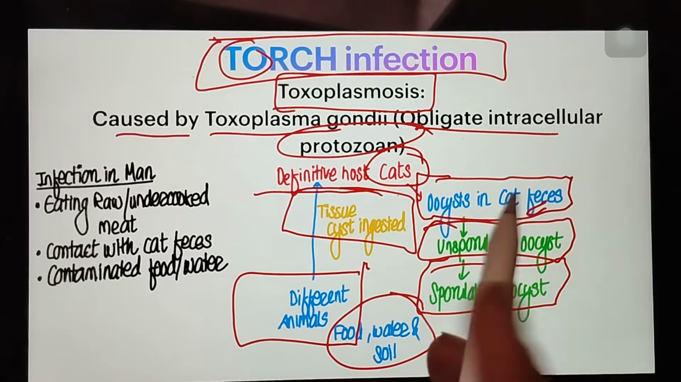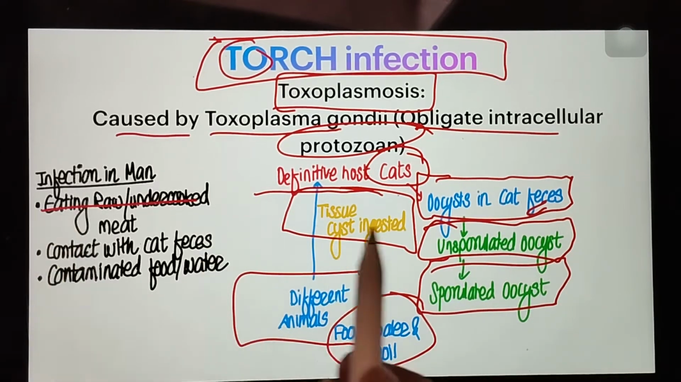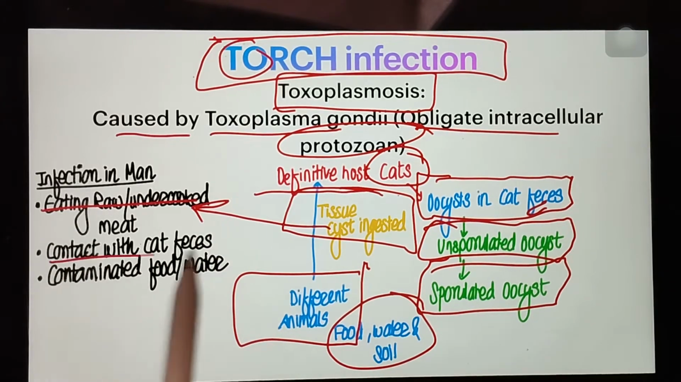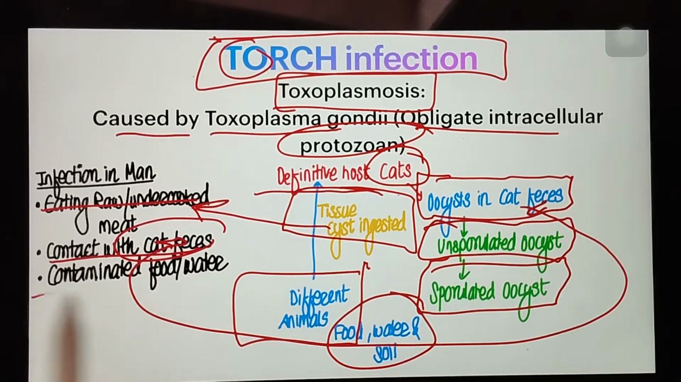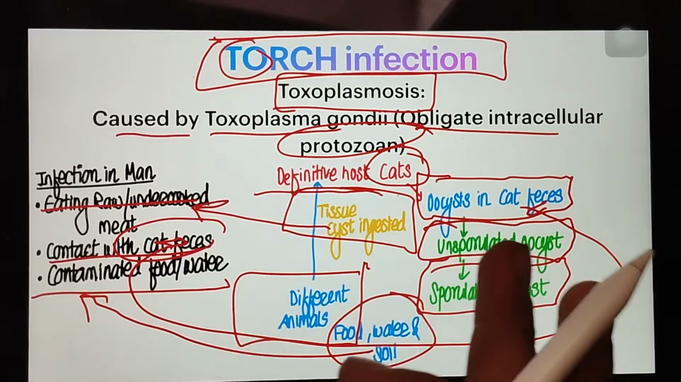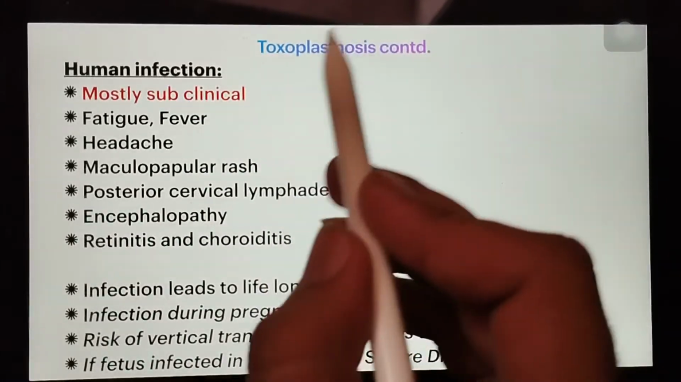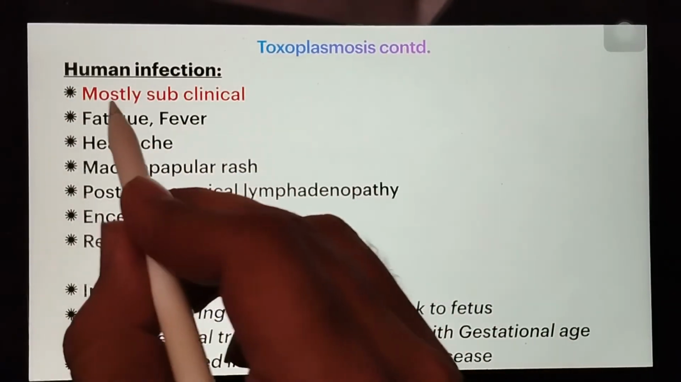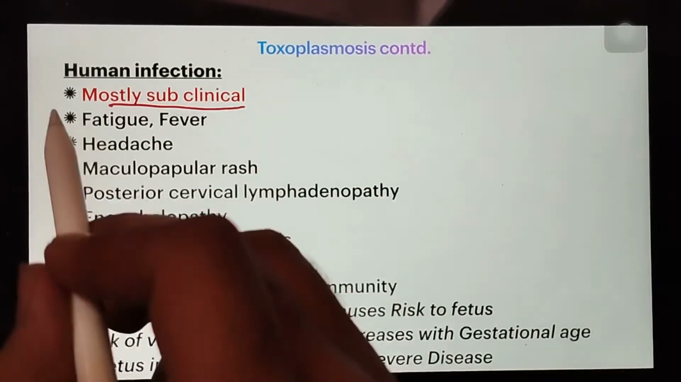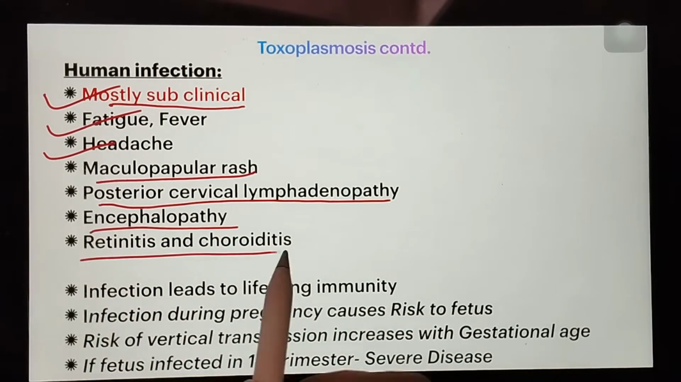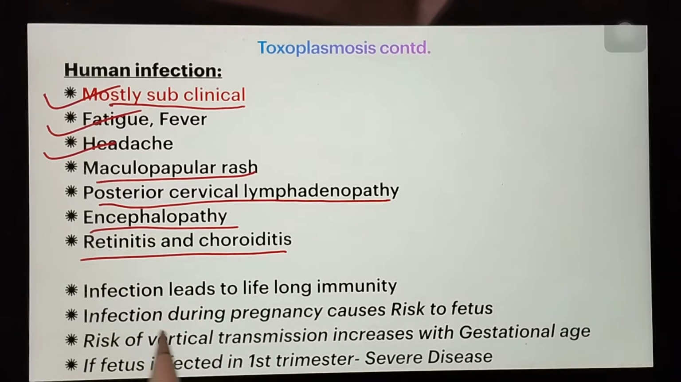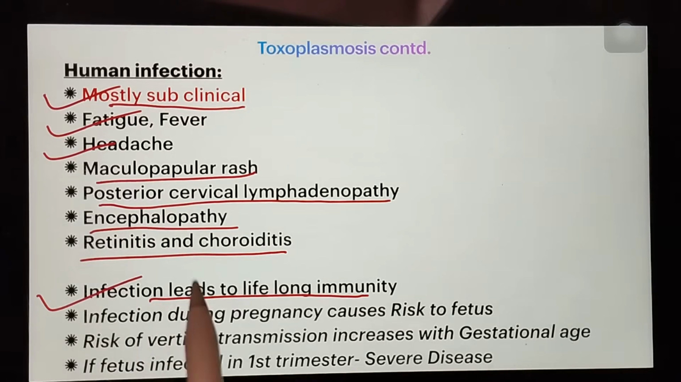Infection of man can be due to eating raw or undercooked meat, where the cyst can be ingested, and contact with cat feces. The oocyst, and contaminated food and water, can be a source of infection in man. Human toxoplasmosis infections are mostly subclinical. There can be fatigue, fever, headache, maculopapular rash, posterior cervical lymphadenopathy, encephalopathy, and retinitis and choroiditis. Infection leads to lifelong immunity; if infection occurs once in the woman, it gives lifelong immunity.